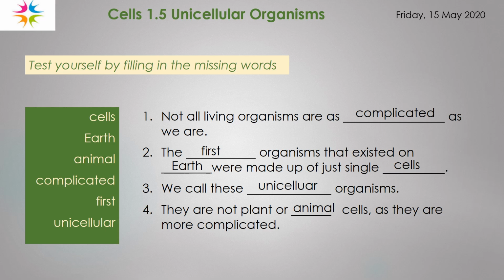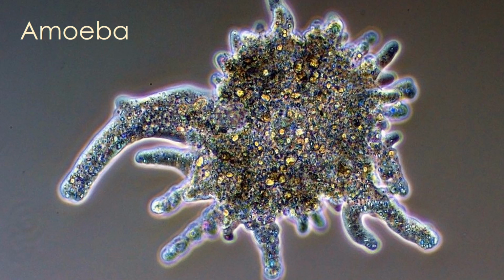So to read the sentences, not all living organisms are as complicated as we are. The first organisms that existed on Earth were made up of just single cells. We call these unicellular organisms. They are not plant or animal cells, as they are more complicated. Here is a picture of an amoeba.